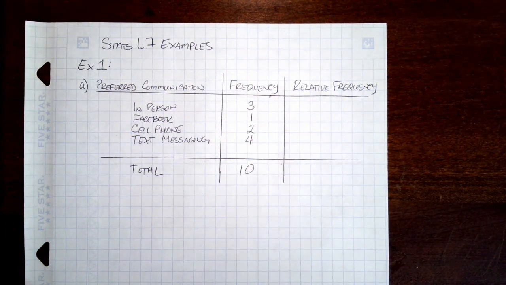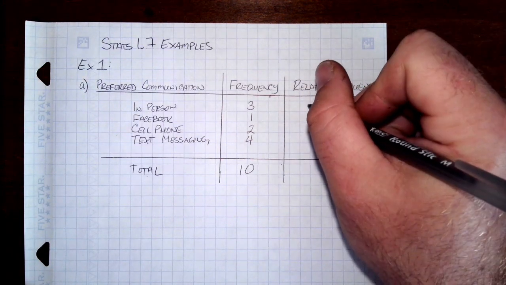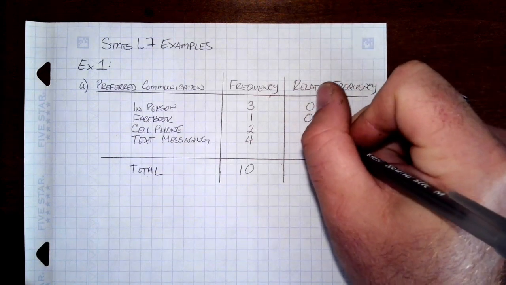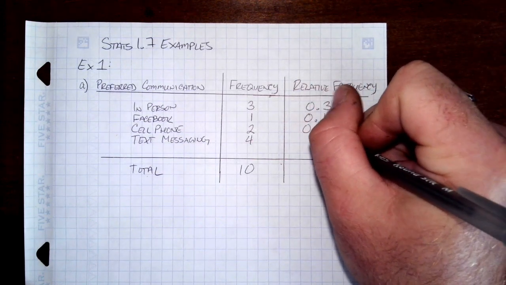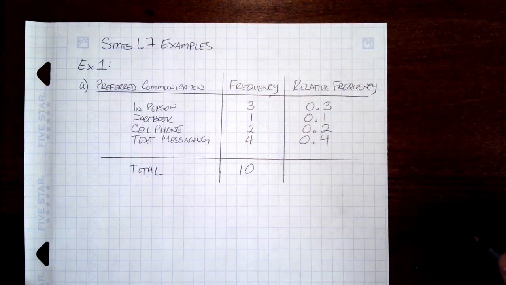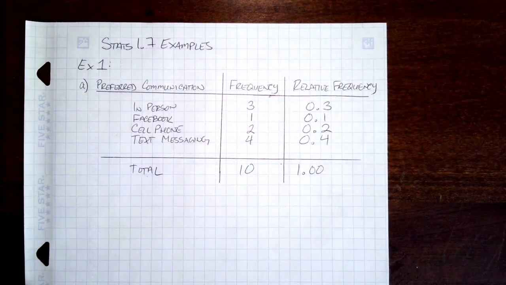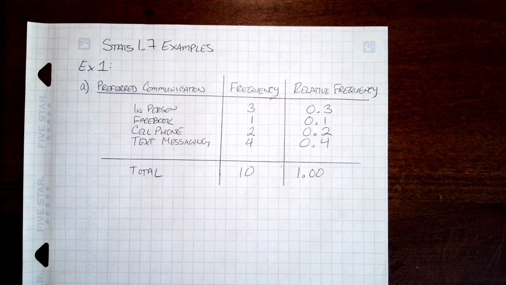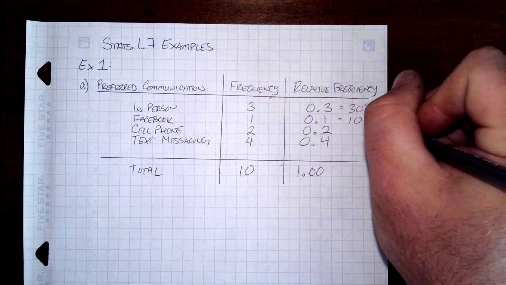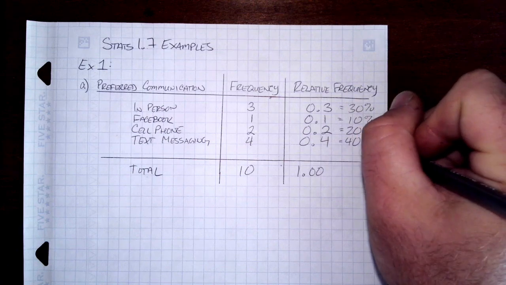So now to get the relative frequency, you just take each of those raw frequency numbers and divide by your total. So 3 divided by 10 is 0.3. 1 divided by 10 is 0.1. 2 divided by 10 is 0.2. And text messaging, 4 divided by 10 is 0.4. Now your relative frequencies also need to add up to a total of 1.00, so 100%. Again, 0.3 could also be 30%, 0.1 could be 10%, 0.2, 20%, and 0.4, 40%.